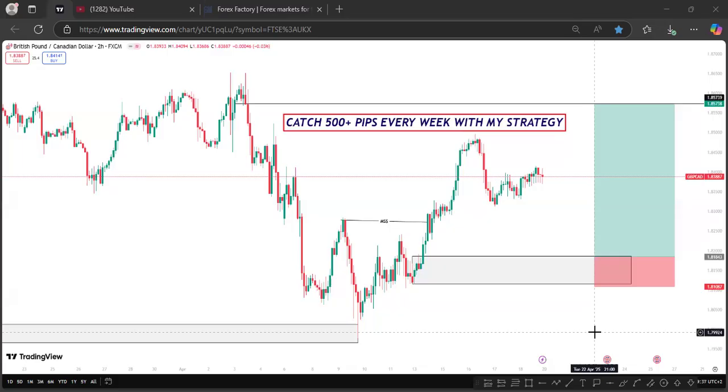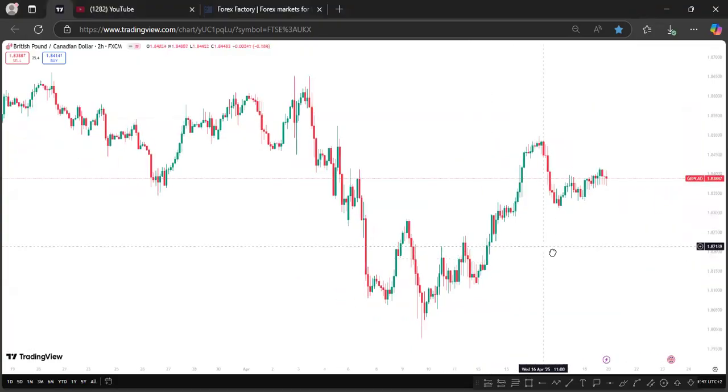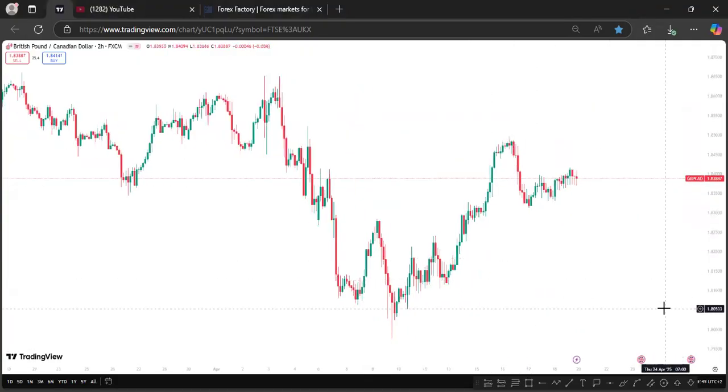So let's go straight to technical analysis and let me expose to you my amazing trading strategy. So let's go straight to business. First of all, I'm going to clear every setup I have here, remove all drawings, and my chart is now empty. So when I open my chart, the first thing I do is I clear my chart.